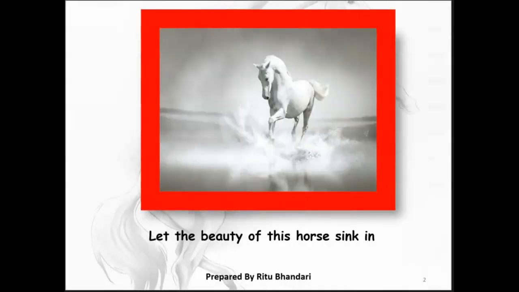So let the beauty of this horse just sink in. At times a picture speaks more than words. And you've heard of the phrase, a picture speaks 1,000 words. If we just pay a little bit of attention to this, we'll understand how beautiful this horse is and who would not have loved to ride it.